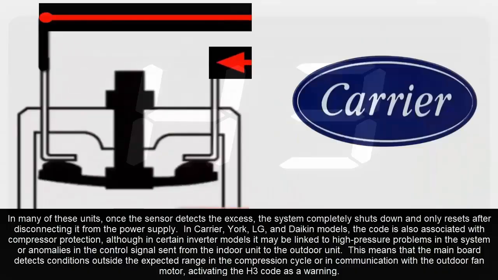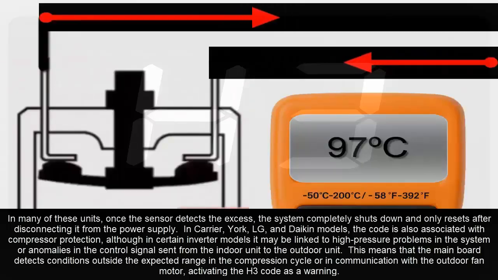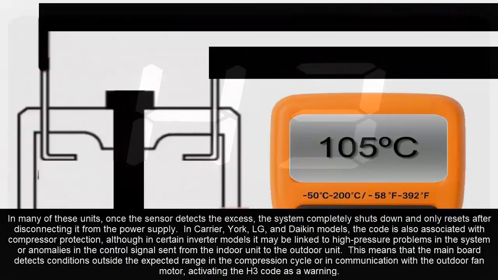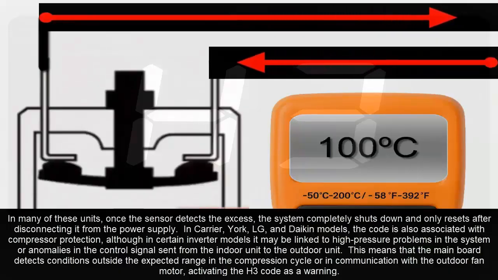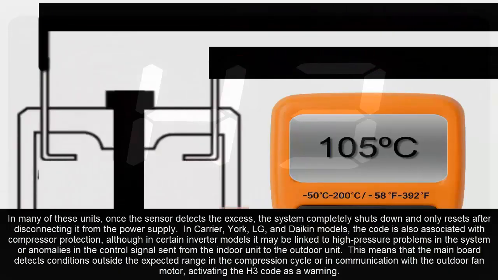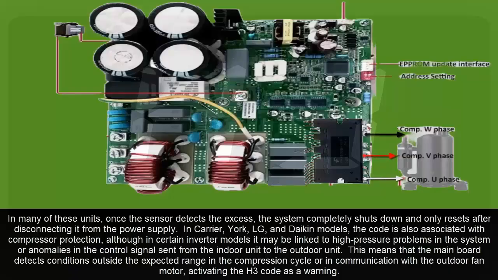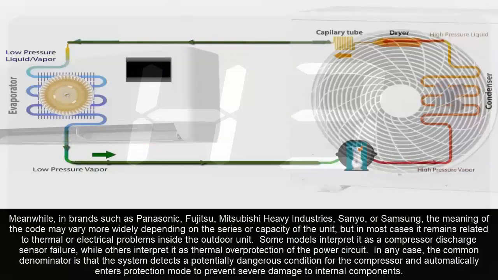In Carrier, York, LG, and Daikin models, the code is also associated with compressor protection, although in certain inverter models it may be linked to high-pressure problems in the system or anomalies in the control signal sent from the indoor unit to the outdoor unit. This means that the main board detects conditions outside the expected range in the compression cycle or in communication with the outdoor fan motor mode, activating the H3 code as a warning.